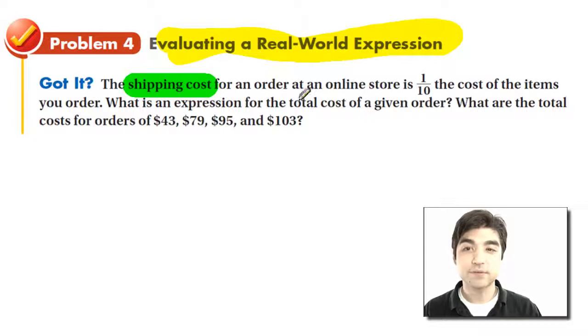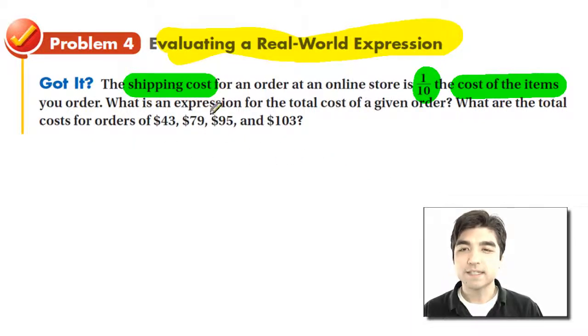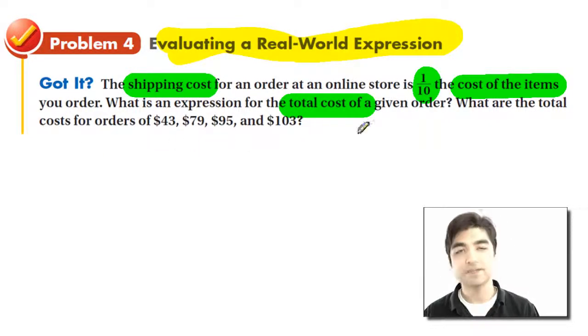So the shipping cost for an order at an online store is 1/10 the cost of the items. What is an expression for the total cost of a given order? What are the total costs for orders of $43, $79, $95, $103, and so on?